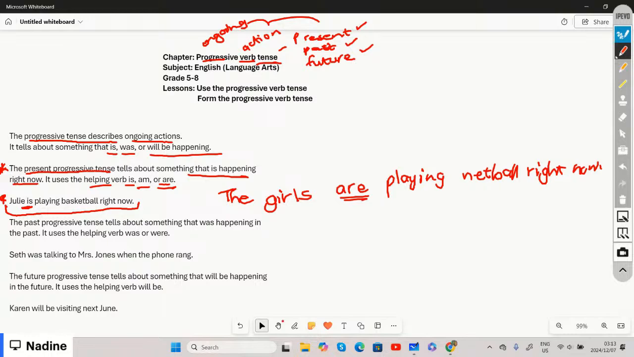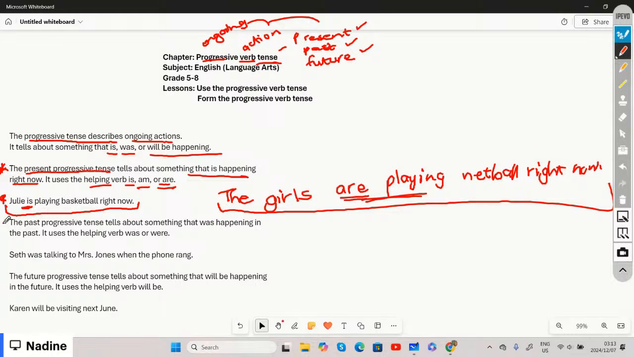If we're referring to more than one person doing an action, then we say are. So are will come in front of our verb. And if we use the word am, it's like saying I am going to the beach. That is how we can use the word am as the helping verb.